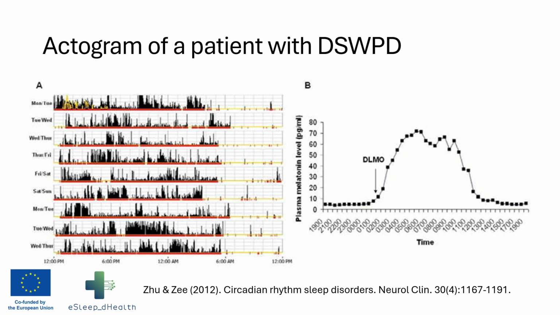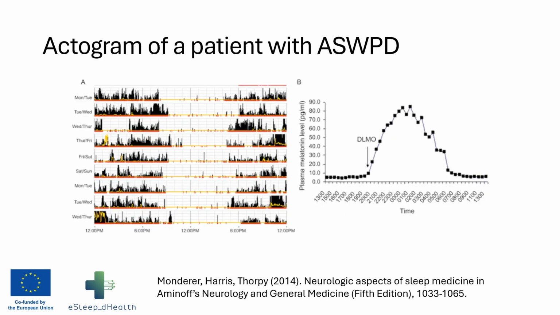On the right, we see their 24-hour plasma melatonin level. Typically, we can get this melatonin rise with saliva, but in this article, they showed plasma melatonin. And we can see when the rise is, and it's delayed. It actually occurs at 1:23 a.m. in this person, which is about 5 hours later than a typical individual.